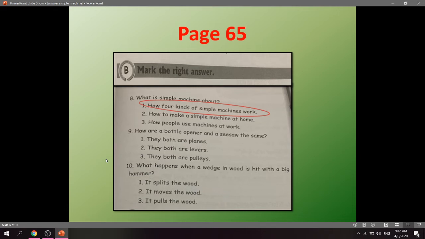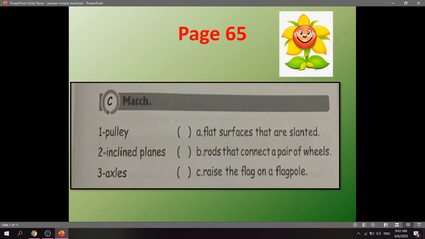Now number 9, how are a bottle opener and a seesaw the same? Yes, they are. They both are levers. Now number 10, what happens when a wedge in wood is hit with a big hammer? What happened? Yes, it splits the wood.